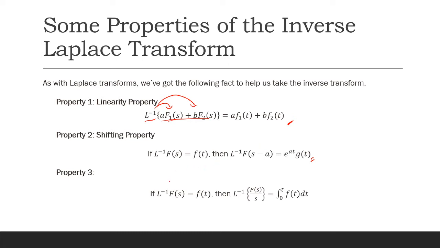Next, property 3. So we have, if the inverse Laplace transform of f of s is equal to f of t, then the inverse Laplace transform of that f of s over s, so kumbaga itong f of s natin, divide natin sa s, ano na yung kanyang magiging inverse Laplace? Yung inverse Laplace daw niya is the integral from 0 to t of f of t dt. So, yun yung isa pang property.